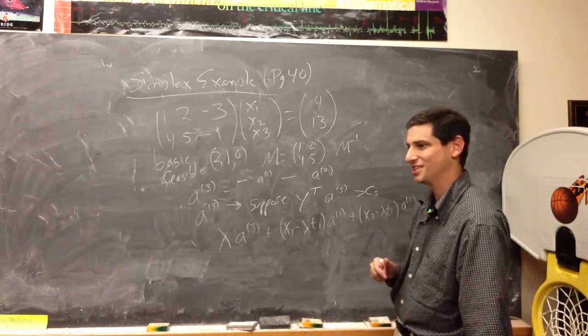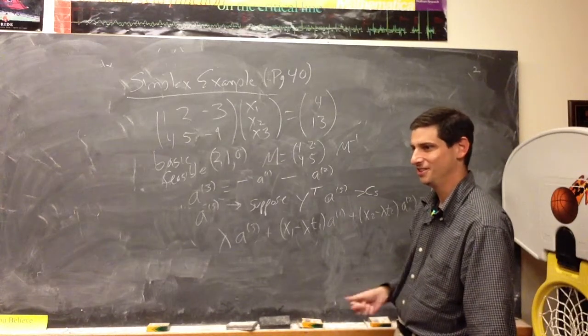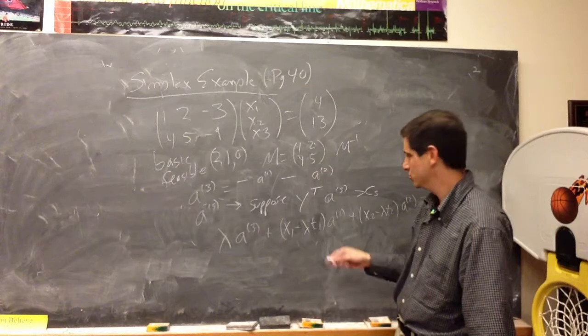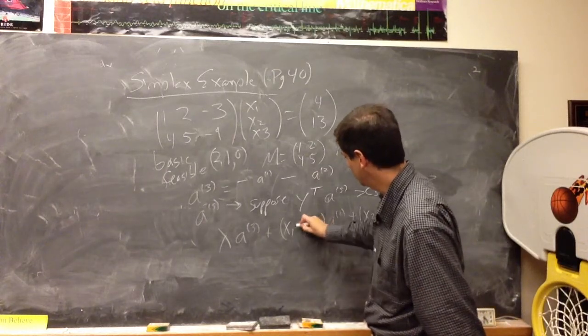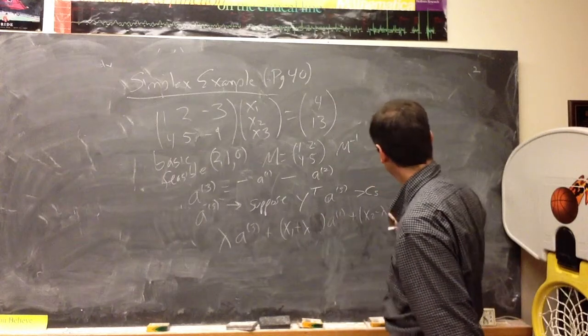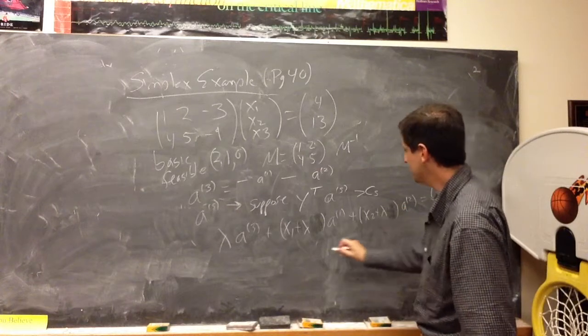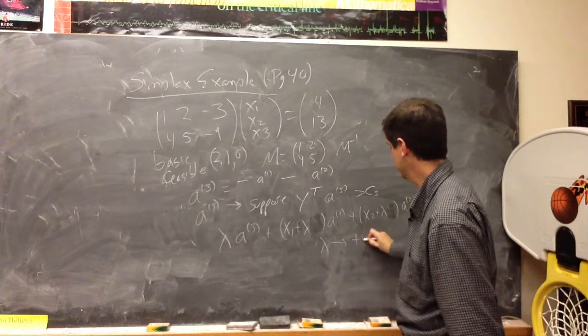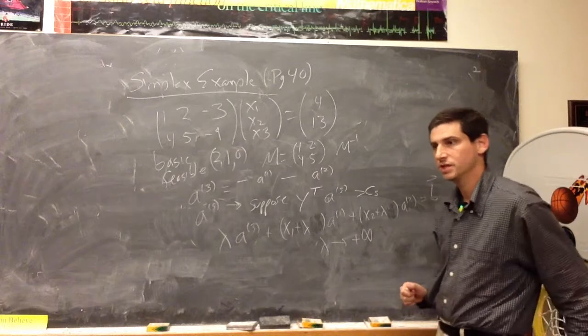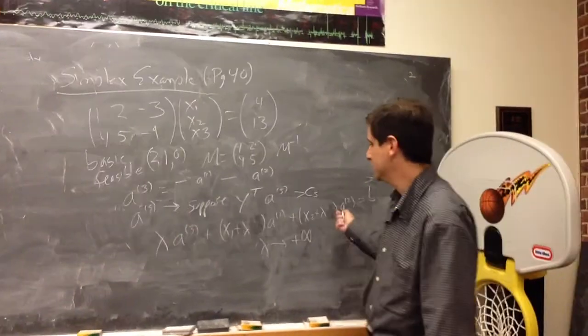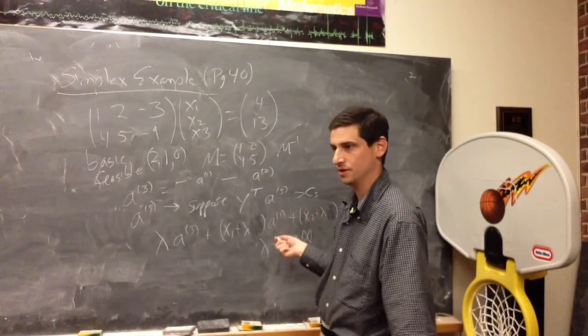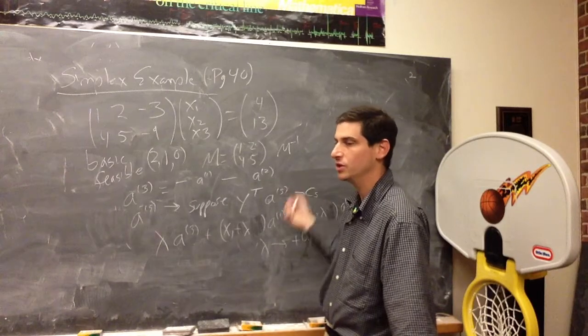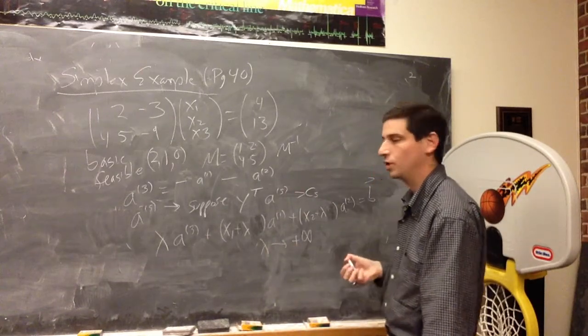And the reason it's looking like there's not going to be an optimal solution is that t1 is negative 1, t2 is negative 1. So we can send lambda to plus infinity. And as we send lambda to plus infinity, this is always going to be a feasible solution. And the cost is going to be going down with lambda. So the cost is going to go off to minus infinity.